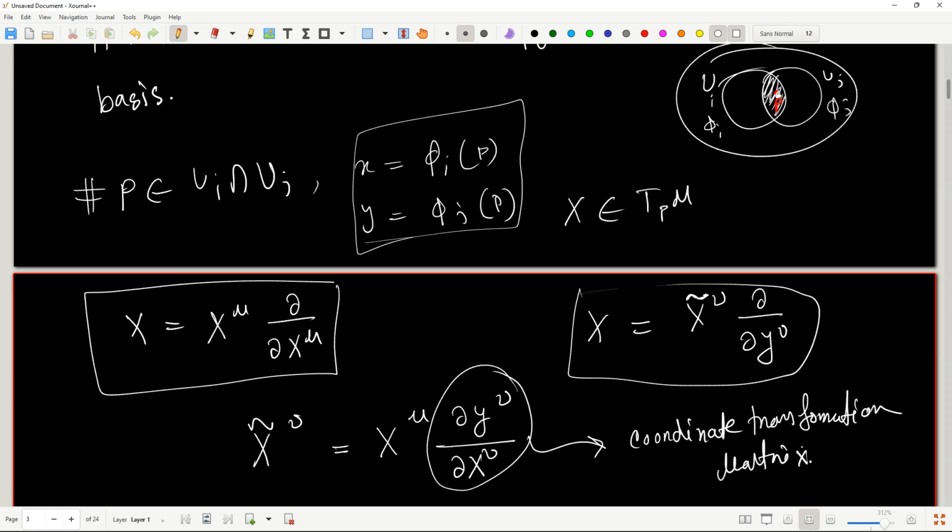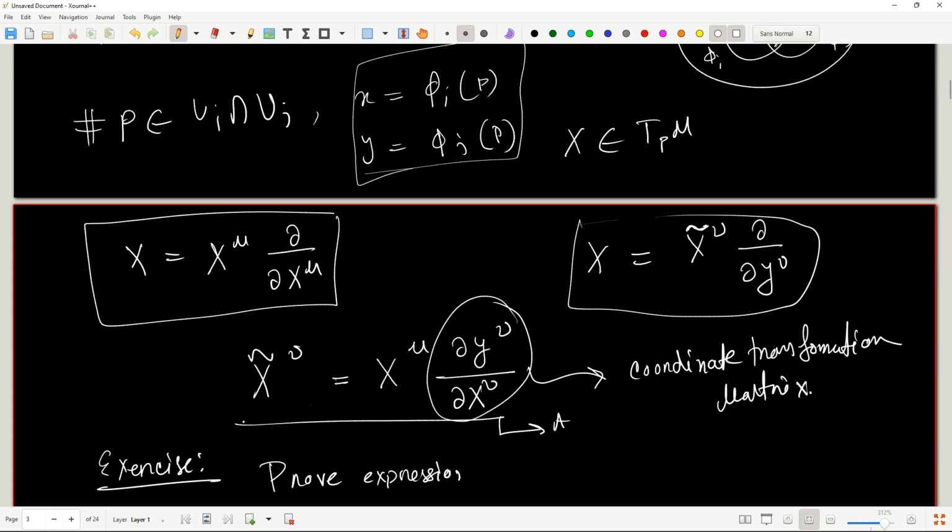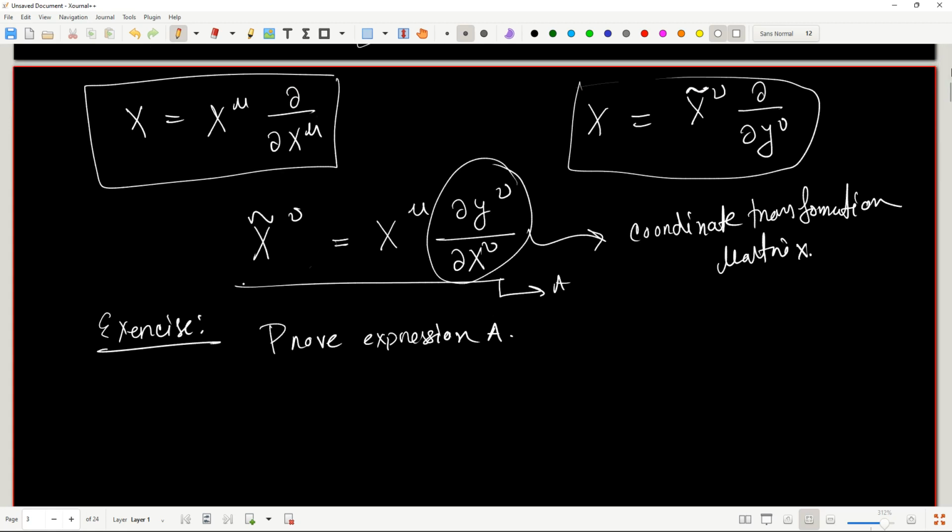And you can even prove it very formally as well. So this will be an exercise for you. Let's call this expression A. Prove expression A. Alright. Now we were talking about bases. So one thing you do understand is that the components are not unique, but the vector X itself is unique.